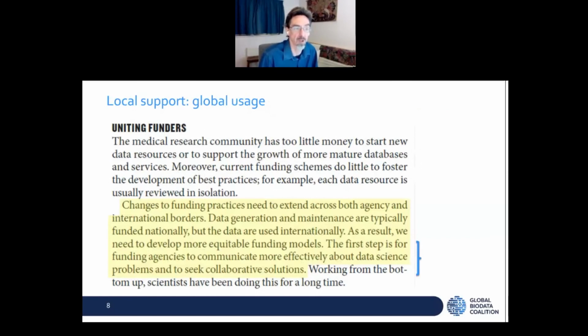Right, so this is just a blow up of one of the paragraphs there. And I've put a little bar there. The first step for funding agencies to communicate more effectively about data science problems and to seek collaborative solutions. So that's effectively the beginning of the Global Biodata Coalition.